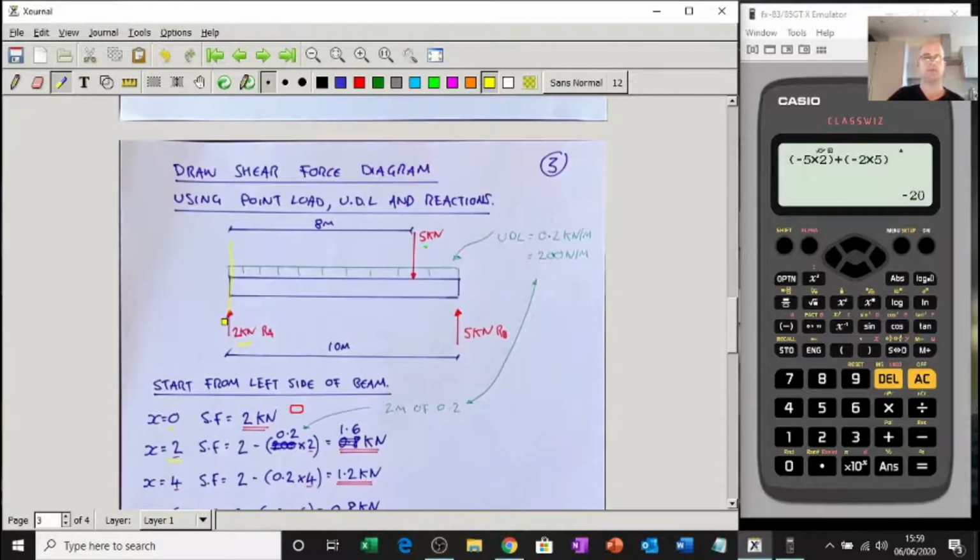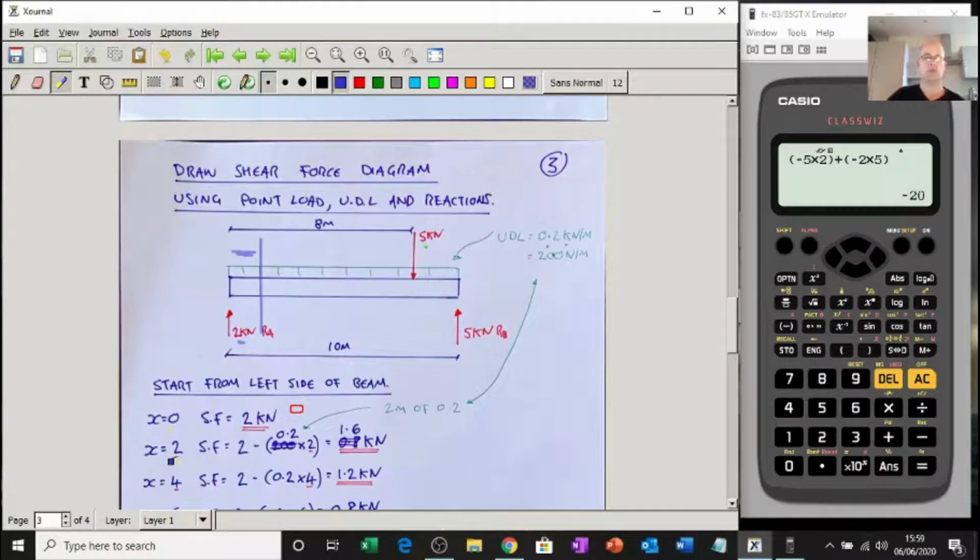So next step is 2. Now, at x equals 2, all we can see at x equals 2, which is about here somewhere, is 2 kilonewtons coming up and 2 meters worth of the UDL. The UDL is 0.2 kilonewtons. Don't do the mistake that I did and put 200 in here, because it's 2 kilonewtons, so you've got using 0.2.